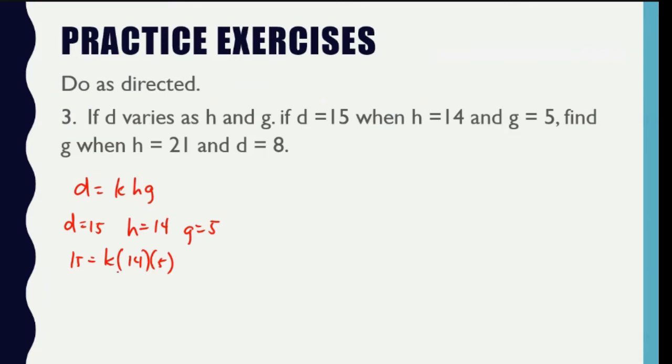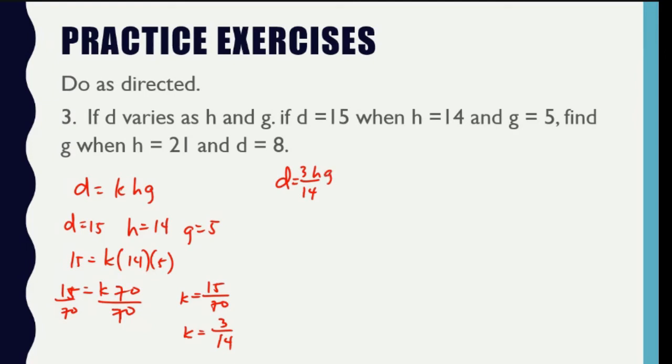Dividing both sides, so 15 now is equal to K times 14 times 5, you will get 70. Dividing both sides by 70, K is equal to 15 over 70, or K is equal to 3 over 14. I will substitute K to the tentative equation. So D is equal to 3 over 14 HG.